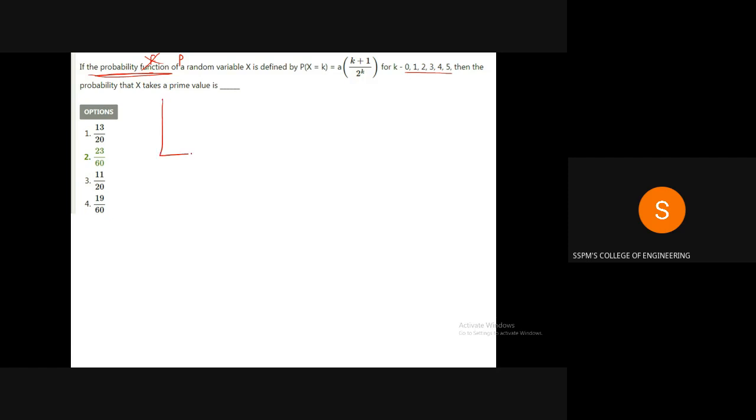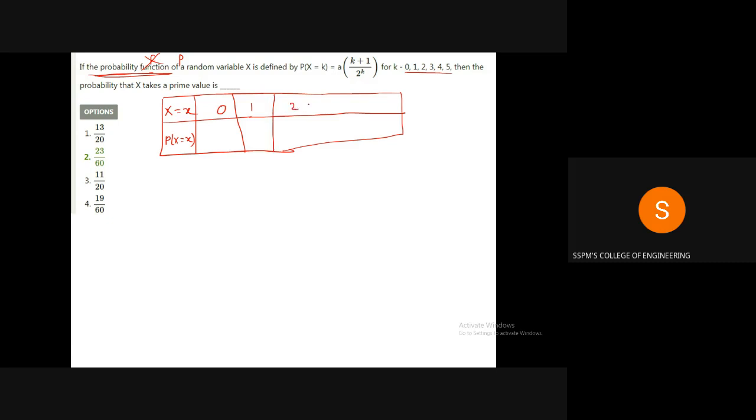Okay. So now we will first draw a table for this distribution. Suppose x is equal to x in the first row, and second row is p of x is equal to x. So what are the values of k? They are 0, 1, 2, 3, 4, and 5. Okay, these are total 6 values. Now we will put them one by one. So k is equal to 0.